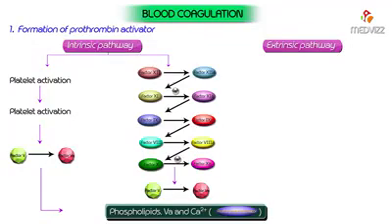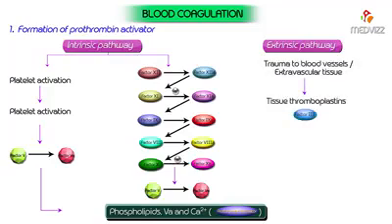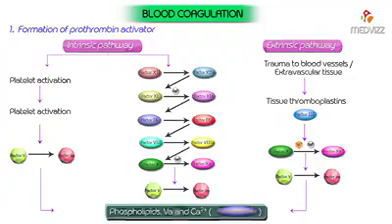Now the extrinsic pathway. Trauma to blood vessels or extravascular tissue leads to activation of tissue thromboplastin, which is factor 3. This leads to activation of factor 10 to factor 10A in the presence of factor 7 and calcium. This activated factor 10A in turn leads to activation of factor 5 to factor 5A.